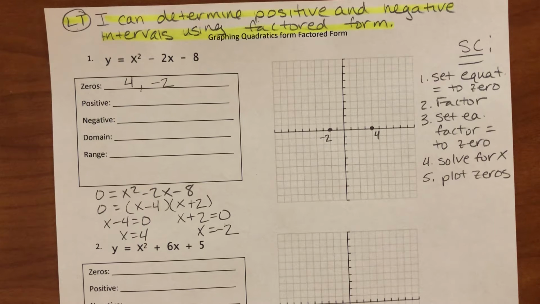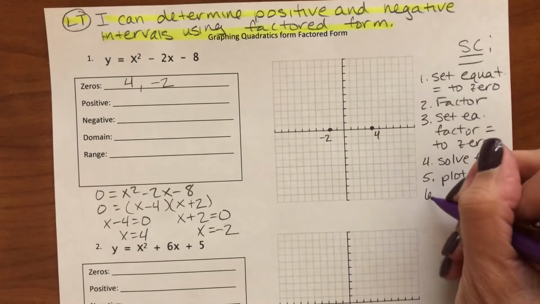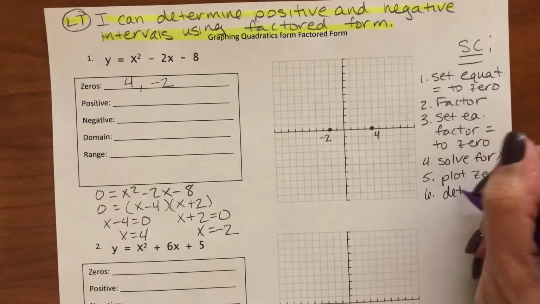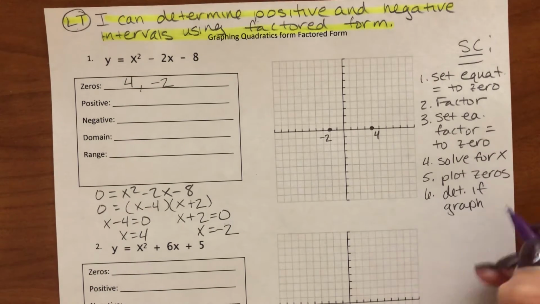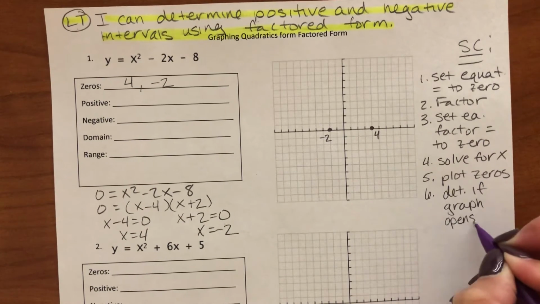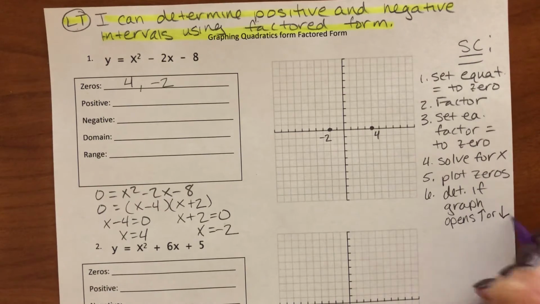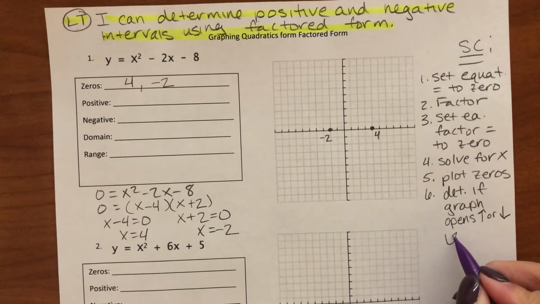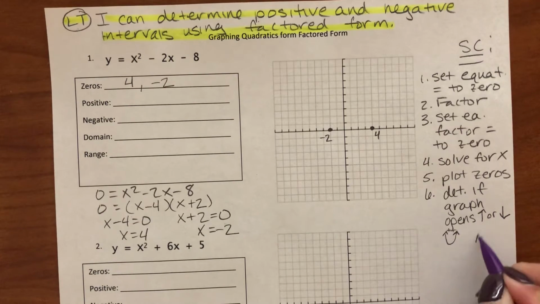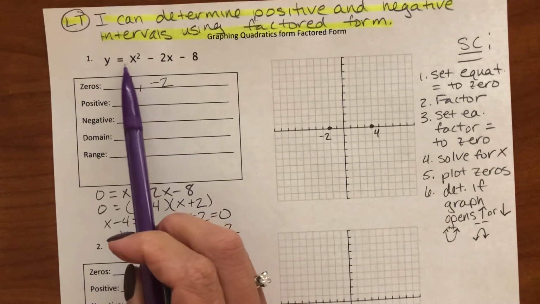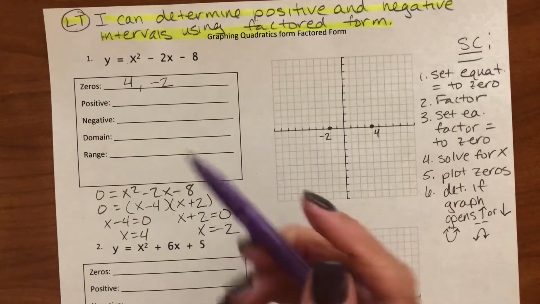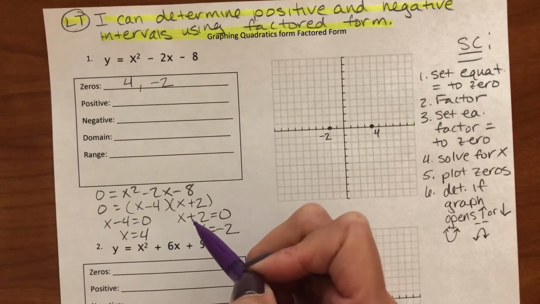Okay, now I need to figure out if my graph is going to open up or down. So I'm going to determine if the graph opens up or down. So remember our trick, positive A opens up, negative A opens down. So in my problem here, A is positive, so it's going to open up.